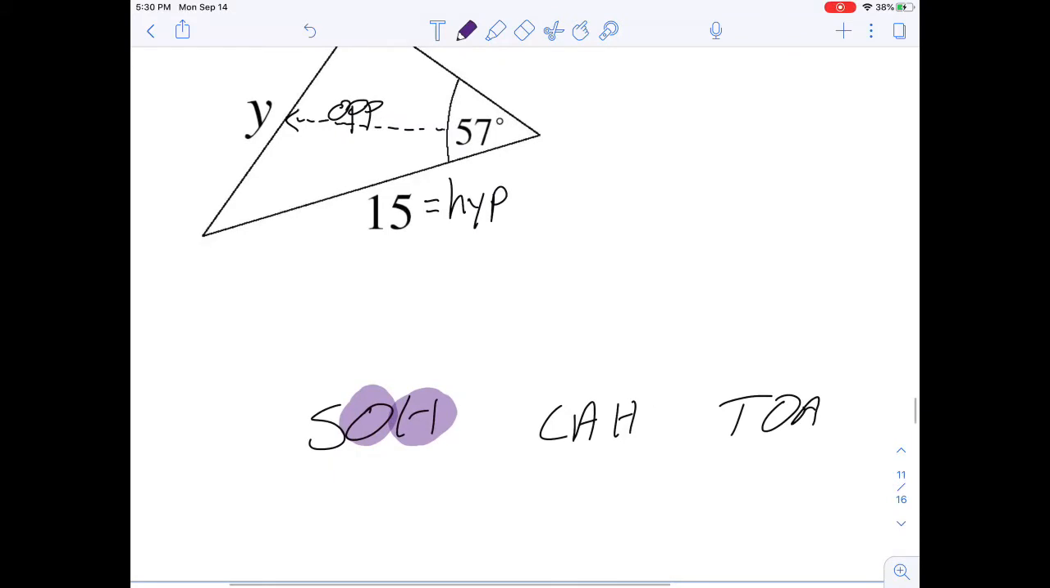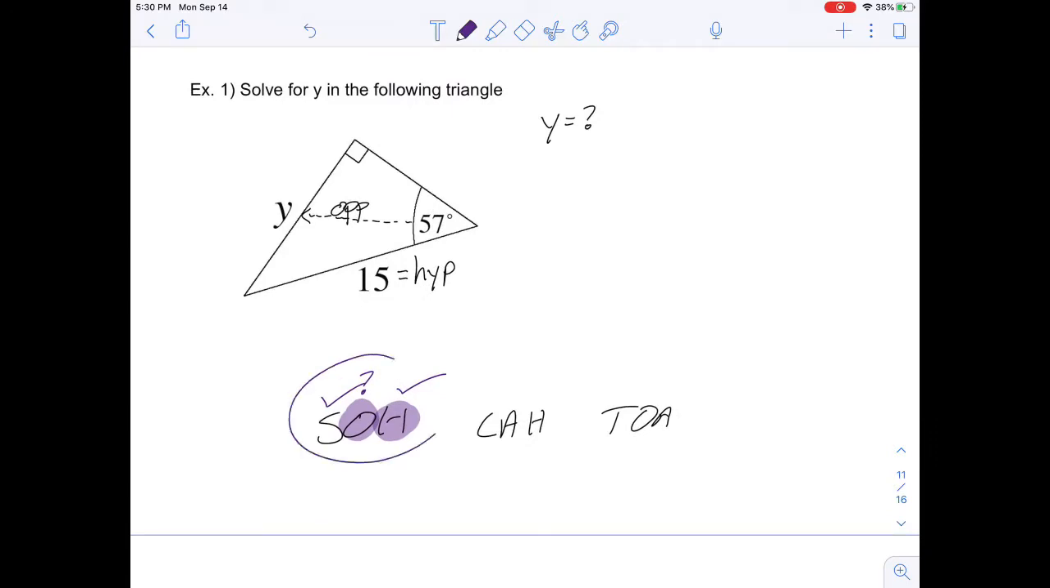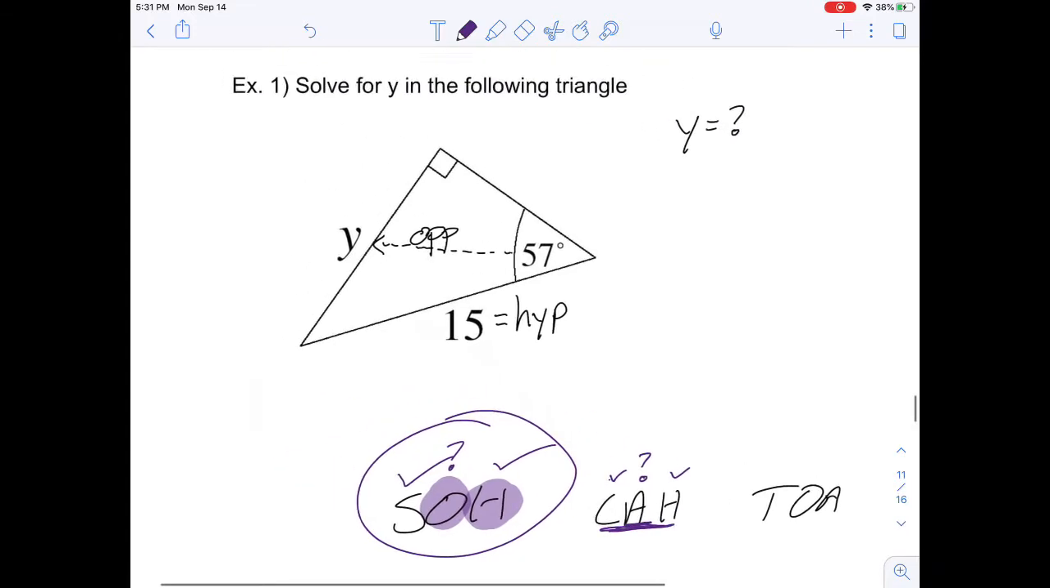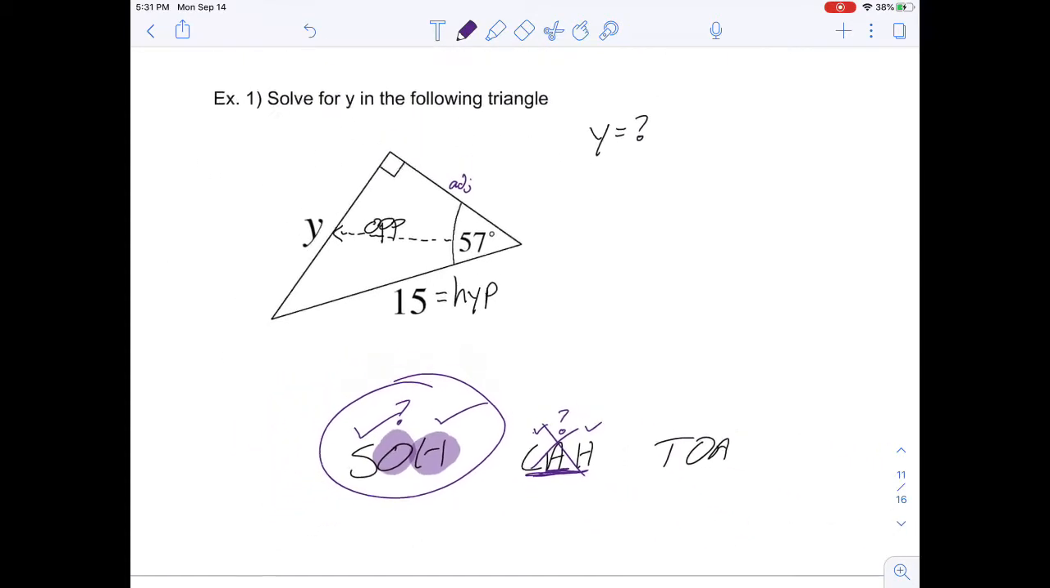Our opposite in this case would be the question mark. Our hypotenuse we have, and the angle we have. If you have only one thing unknown in an equation, you can always solve for it. So it looks like we're going to use sine. If you look here, we don't have adjacent, and we have cos and the angle, but we're not trying to find adjacent. We're trying to find y. If we were trying to find adjacent, we'd be trying to find this. But we don't care about this, so cos isn't what we're going to use here.